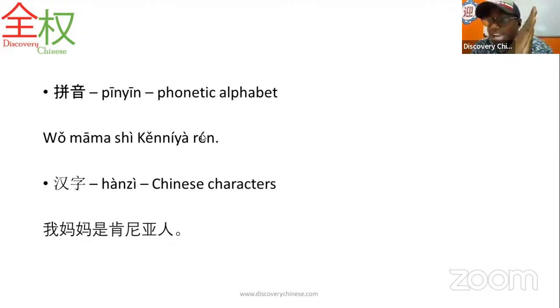Now, if you're a Chinese learner, depending on where you want to go, what you want to become in future, now you know the levels that are there, what you should know, and where you should be by now.